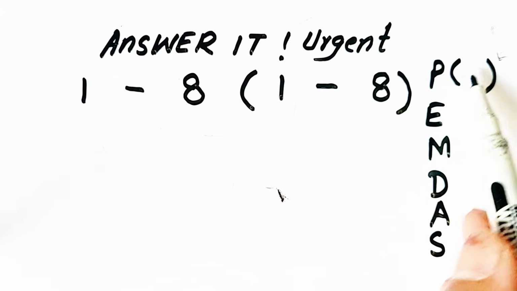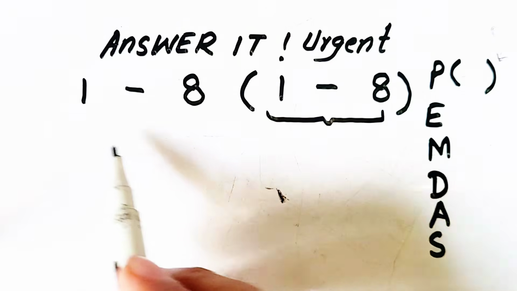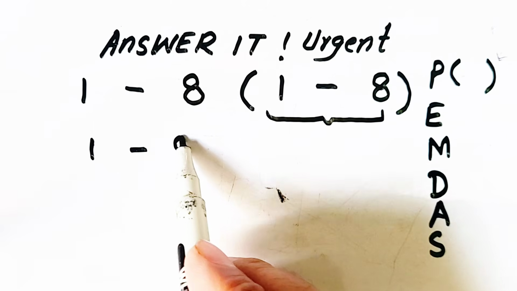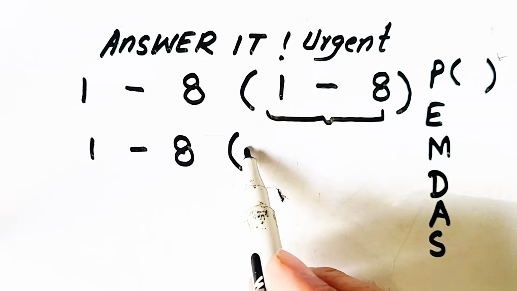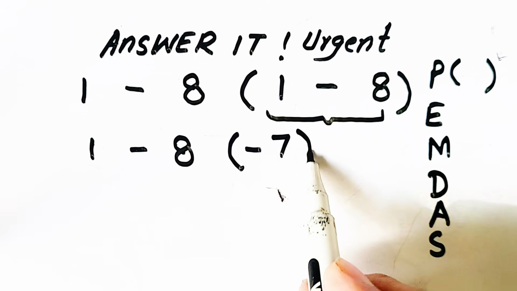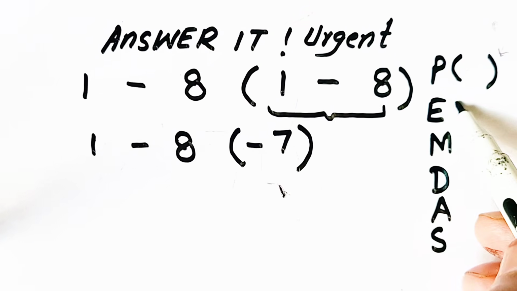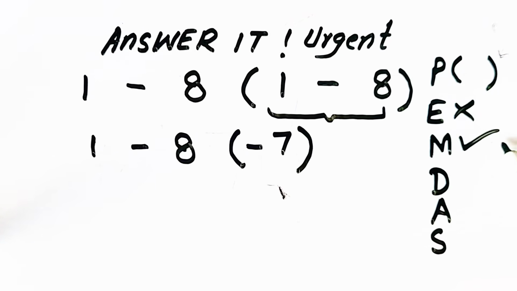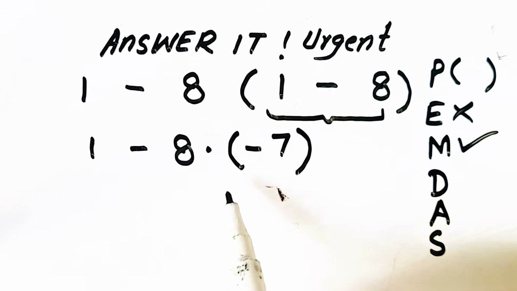First of all, parentheses. We have parentheses here, so 1 minus 8, we will get -7. Parenthesis has been solved. Now exponent is missing. Multiplication, yes, here is multiplication because here we are looking at the dot, which means multiplication.